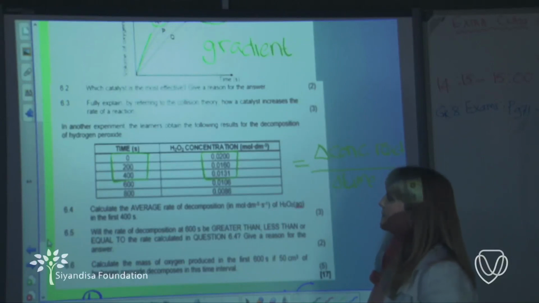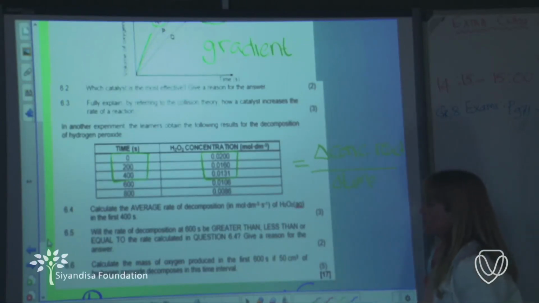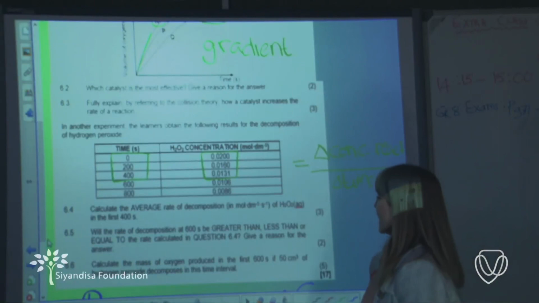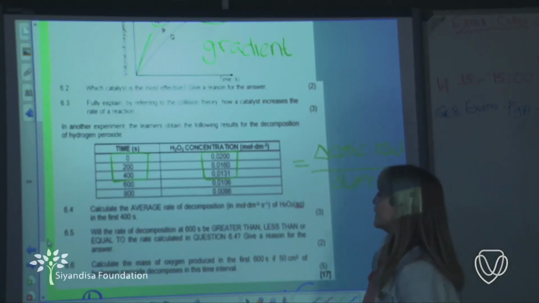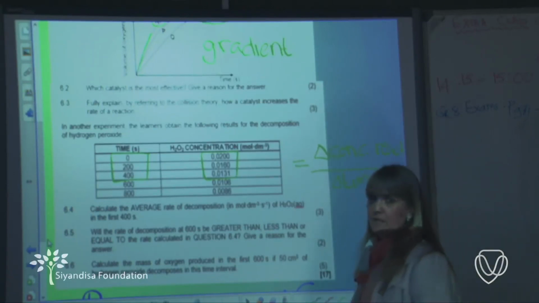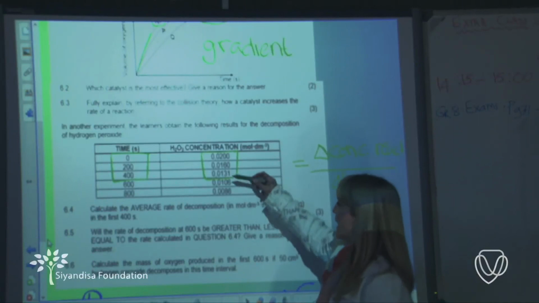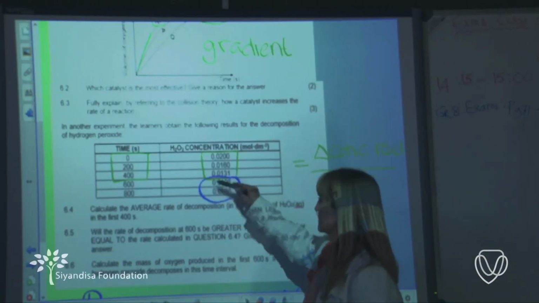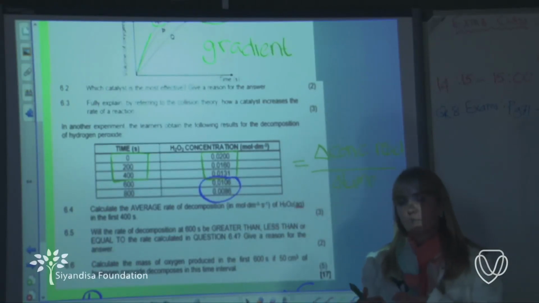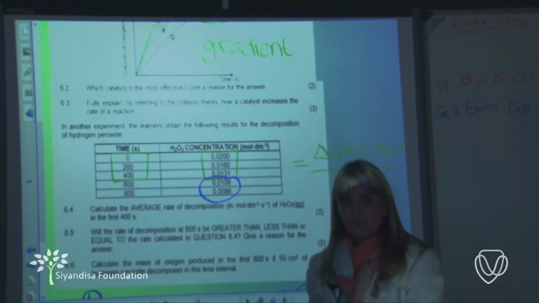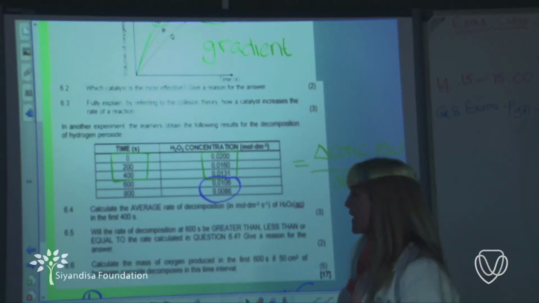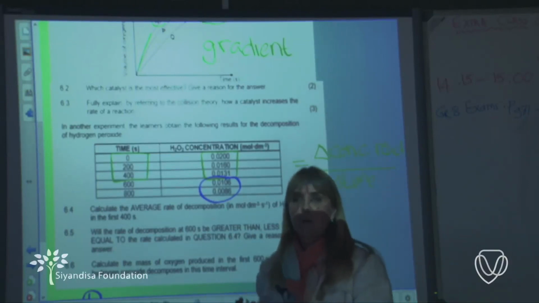Then 6.5. Will the rate of decomposition at 600 seconds be greater than, less than, or equal to the rate calculated in question 6.4? Give a reason for your answer. Right. Now, ladies, what is happening at this section here? As the reaction progresses, my hydrogen peroxide is being used up. That's what happens during a chemical reaction. My reactant is now being used up.